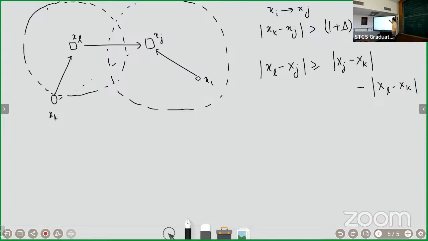Are you okay with this inequality? Yes. Okay, then there should be a mod on the right side, mod of all of this. Yes, right. It's fine. That would just give a stronger bound.